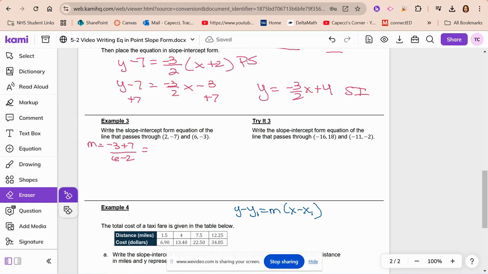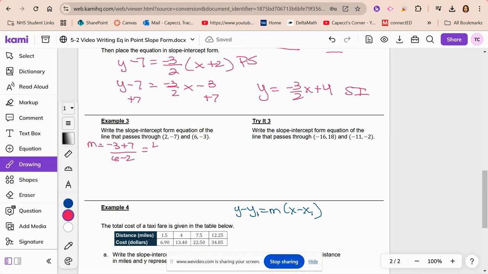Okay, so that gives us +4 over 4, which gives us 1. Okay, so now we use point slope. So here's the thing. It does not matter which point you use. Both of those points, the line's going to go through both of them. So it doesn't matter. I'll use the first one. You can use the second one if you like. We get the same equation.